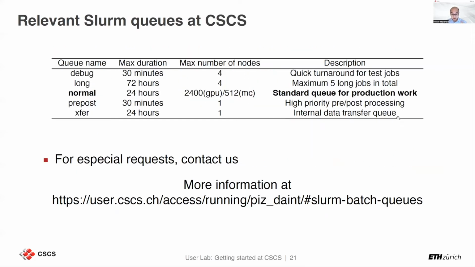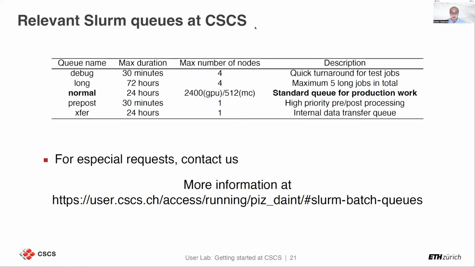As an example of the queues, we have more queues, but this really applies only to User Lab, are those queues, and they have limits. Debug is for debugging, so you do an interactive session for 30 minutes at maximum 4 nodes. We have the long queue where you can run for more than 24 hours, but you have the limit of 5 long jobs. We have the normal queue where you have 24 hours. It's the basic one, where you can access up to 2,400 GPUs or 512 nodes on the multi-core part. We have the pre-post, which is also for analysis, a single node. In general, pre-post codes are for a single node or serial codes.